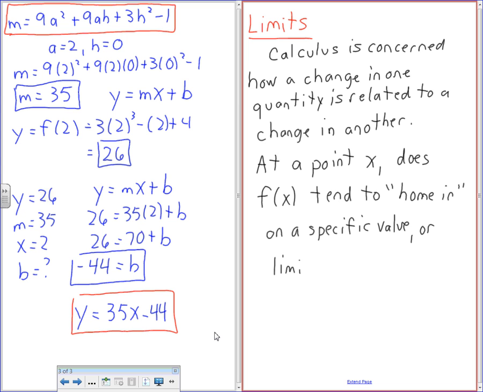Home in, is that right? Home in. I don't know if this makes sense. I wrote this up last night. Basically, does it come close to a value?